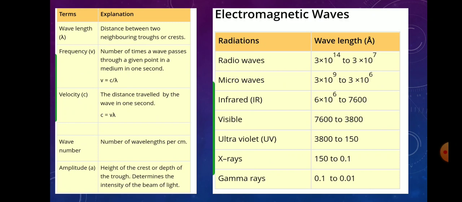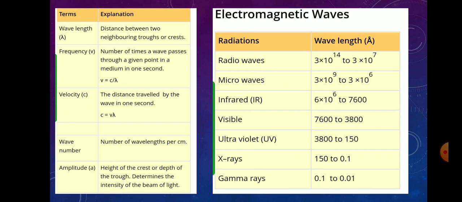Velocity, denoted by c, is the distance travelled by the wave in 1 second. c is equal to nu into lambda. Wave number is the number of wavelengths per centimeter. Amplitude, denoted by A, is the height of the crest or depth of the trough. It determines the intensity of the beam of light.